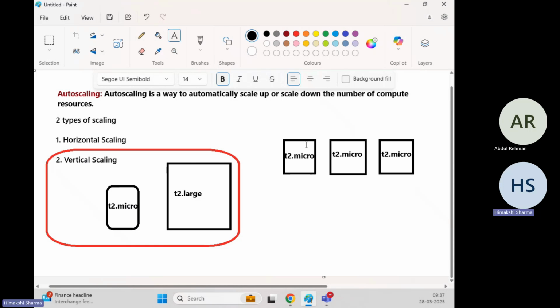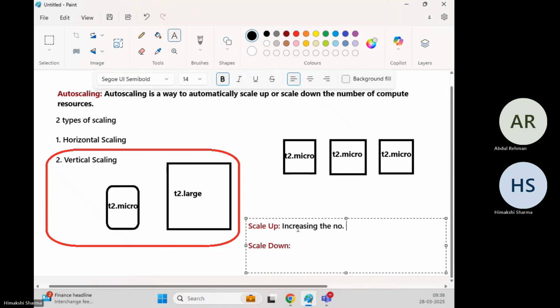Two terms come up here: scale up and scale down. Scale up is increasing the number of instances, or EC2 instances, I can say. Scale down is decreasing the number of instances or EC2 instances.